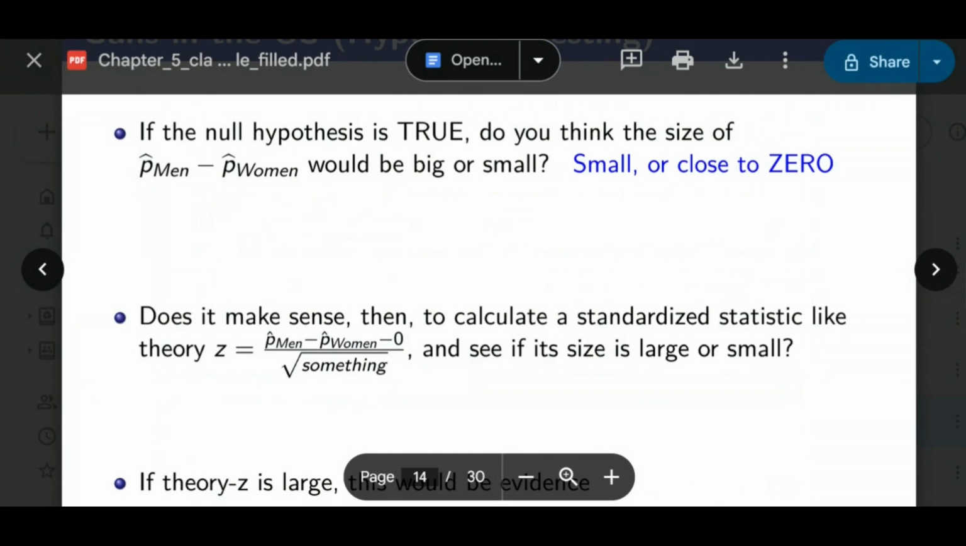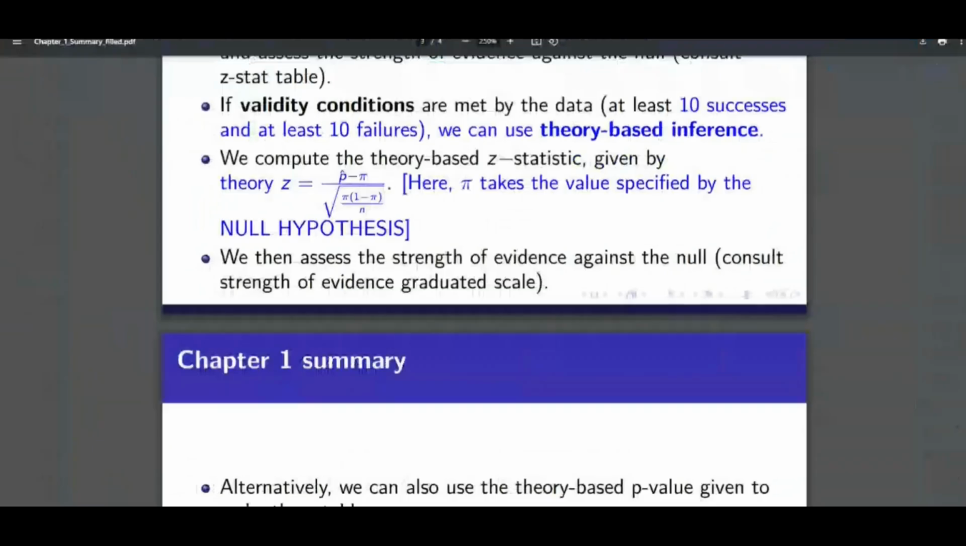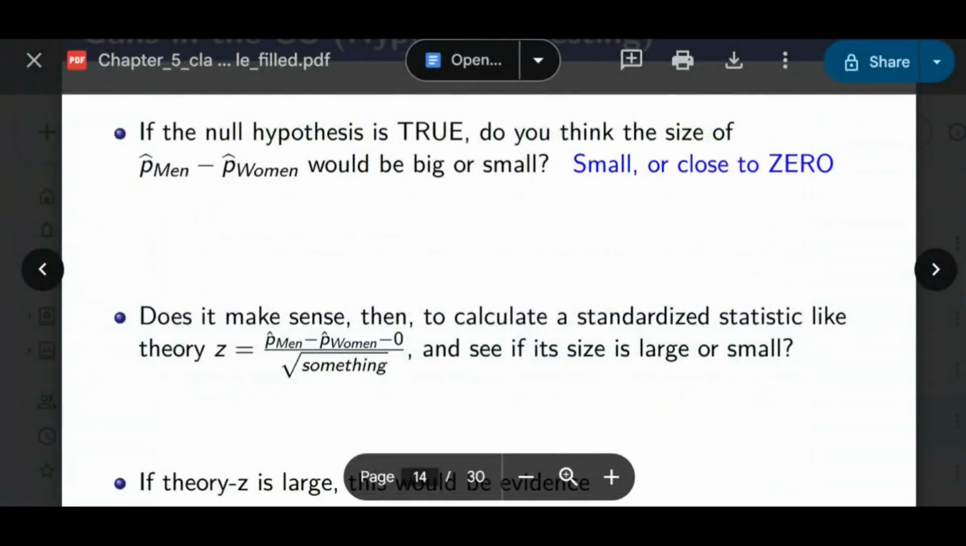I'm trying to show you a pattern. I'll give you a hint. I'm going to flash to what you know in chapter 1. See, in chapter 1, your statistic is p hat minus pi, and pi is what the null says it is, right? Now, we don't have the same null hypothesis, but we have something very similar. So why do you think there is a 0 here? Does anyone know the answer? Yes.